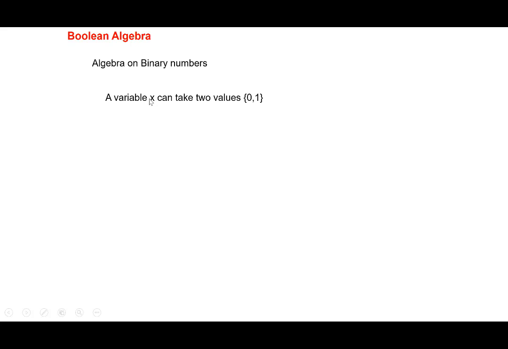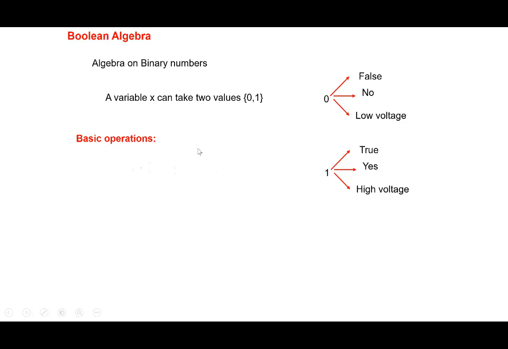A variable x can take two values, 0 and 1. You could interpret 0 in different ways: 0 means false, 0 means no, and in terms of circuits, low voltage. 1 means true, 1 means yes, and in terms of circuits, high voltage. So a variable x in the binary system can take the values 0 and 1. The basic operations that we do are something you have already been exposed to.